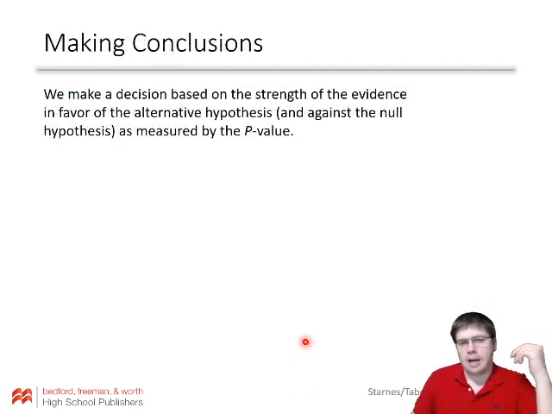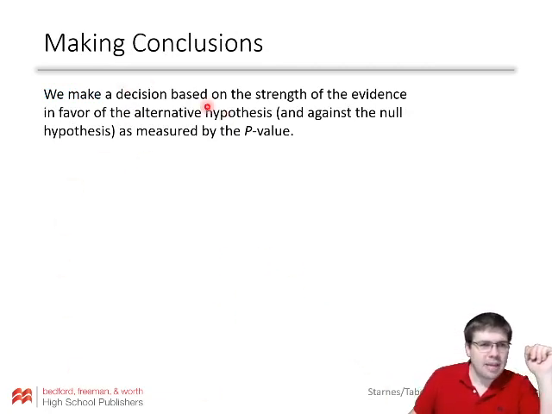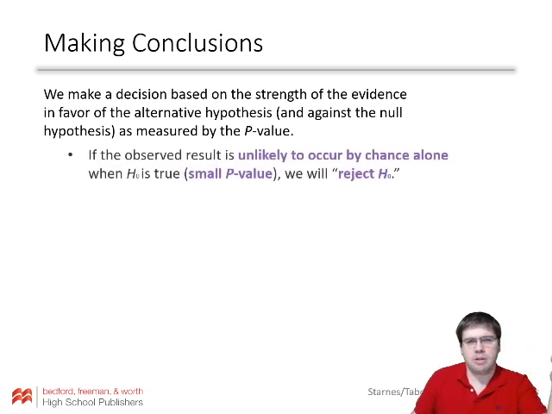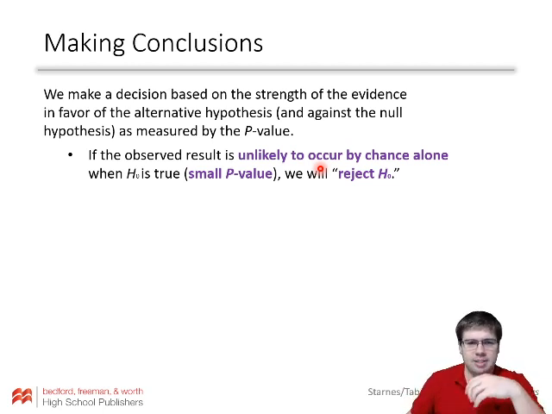All right, so the conclusions that we draw are based on the strength of the evidence in favor of the alternative hypothesis and against the null hypothesis as measured by the p-value. So if we observe results that are unlikely to occur by chance alone when the null hypothesis is true, a small p-value, in that case we reject the null hypothesis. If we get a very unlikely thing while working under the assumption that the null hypothesis is true, then we say, okay, maybe that assumption was wrong. We reject that null hypothesis.